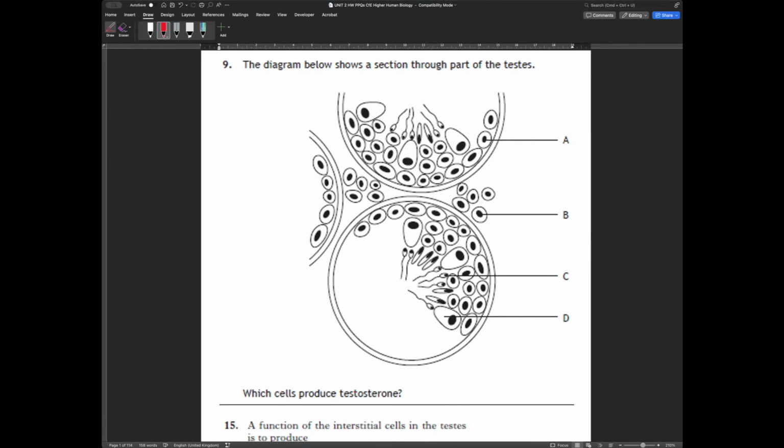Right. So the first thing we have to remember is which cells produce testosterone. And within the testes, the cells that produce testosterone are called the interstitial cells. Now, which one of these represents the interstitial cells? Well, the interstitial cells are not found in the seminiferous tubules, these circular things. We do not find the interstitial cells in there. We find them outside of those. And if we look at the diagram, we can see B is pointing to the cells that are outside of the seminiferous tubules. If this question said something like, which cells produce the sperm? Then we would be thinking, okay, it's these cells inside the seminiferous tubules. But if it's asking for testosterone, it'll be these interstitial cells that are not in the seminiferous tubule.